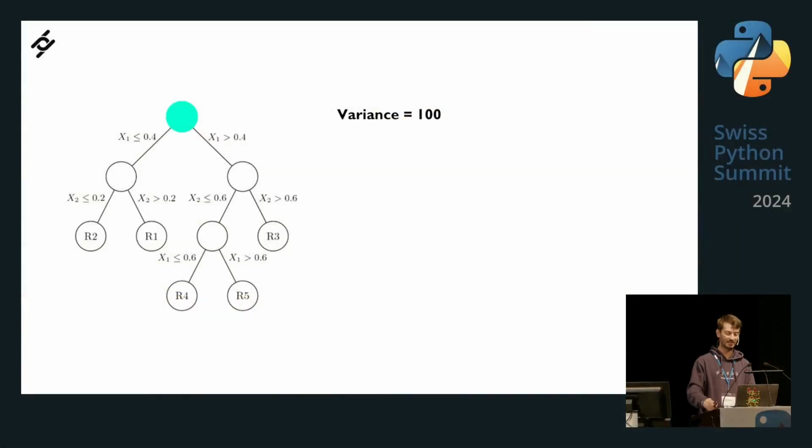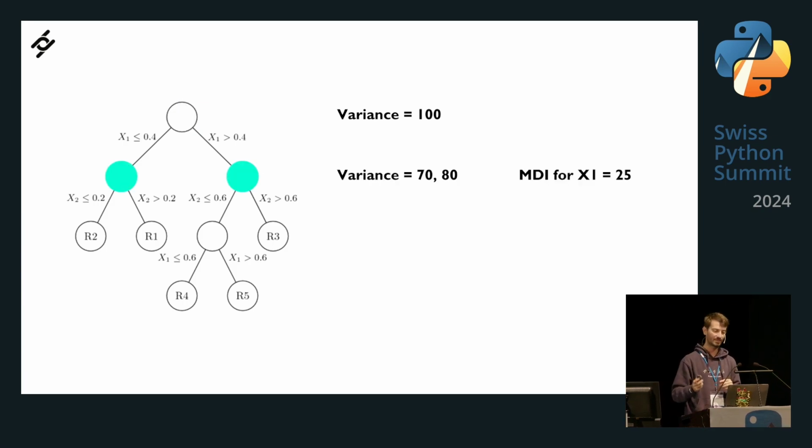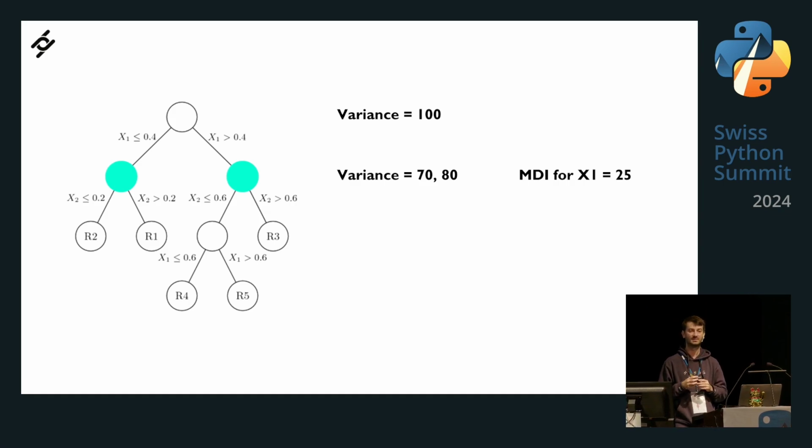How does mean decrease impurity work? Well, it works like this. Assume that at the very beginning of our training process, for one specific tree, the variance of the target is 100. Then, for the first split, the variance in the first subspace decreases to 70, and the variance in the second subset decreases to 80. And for simplicity, let's assume that both subspaces have exactly the same number of samples, so the mean decrease impurity for x1 is 25. We do this process for each and every split of each and every tree, and at the end of the day, we have the mean decrease impurity for our overall model.